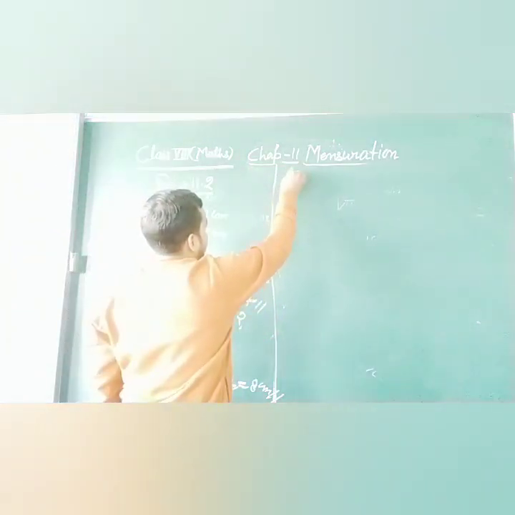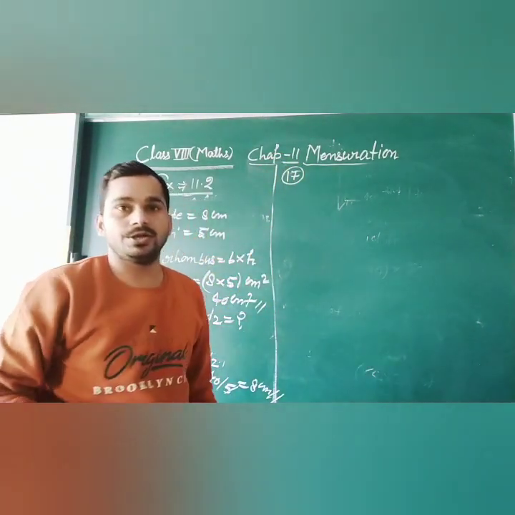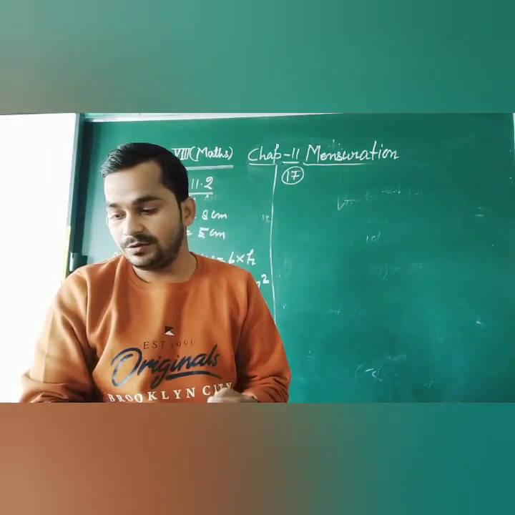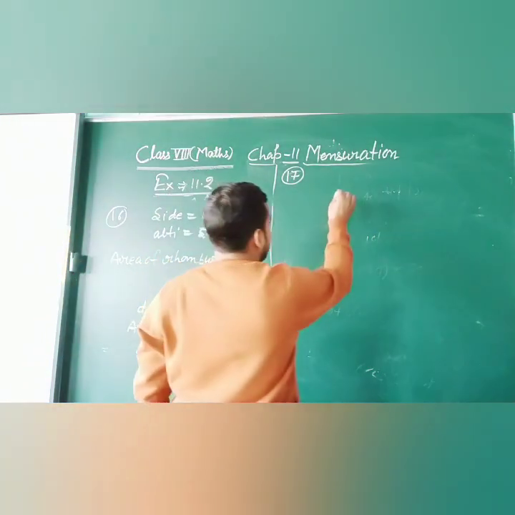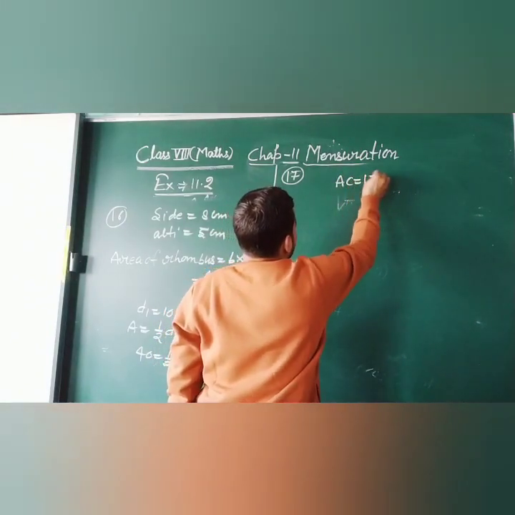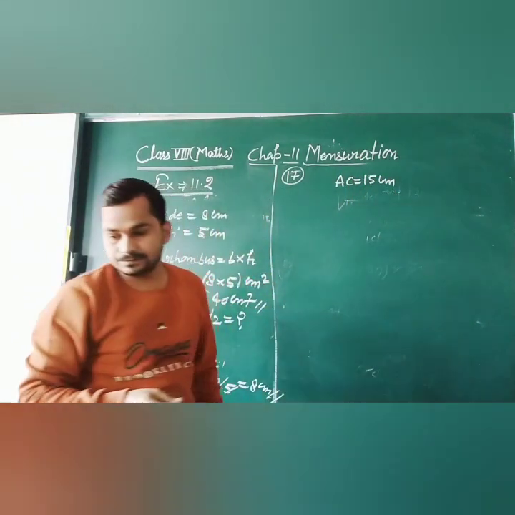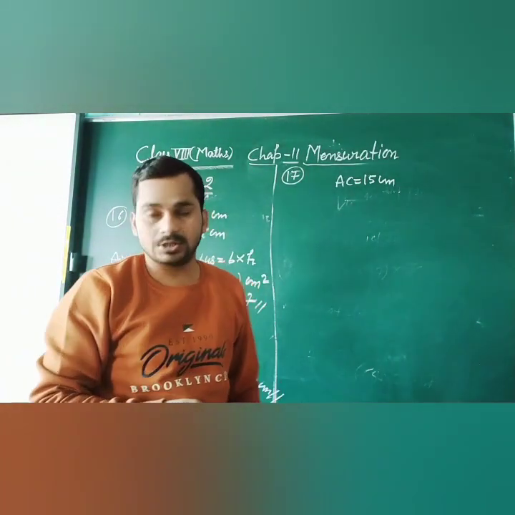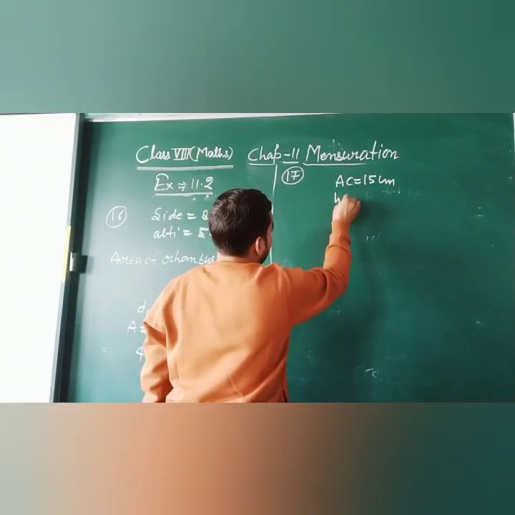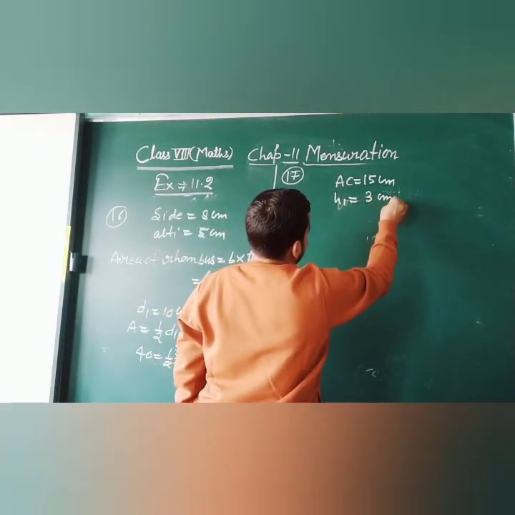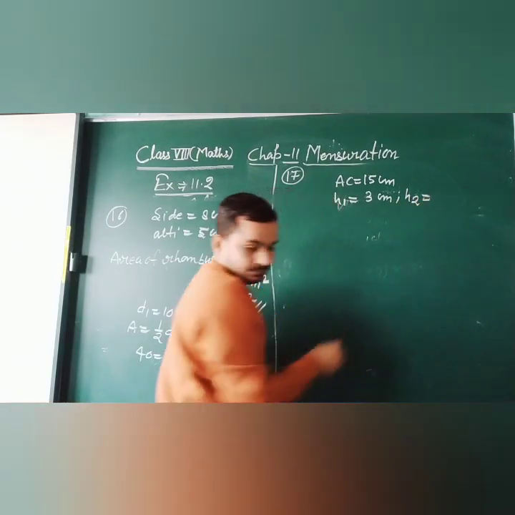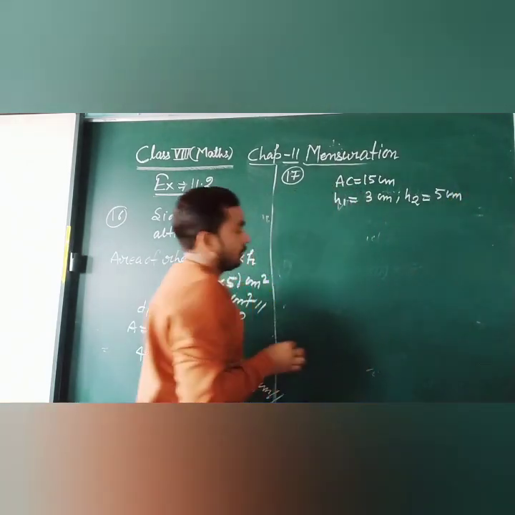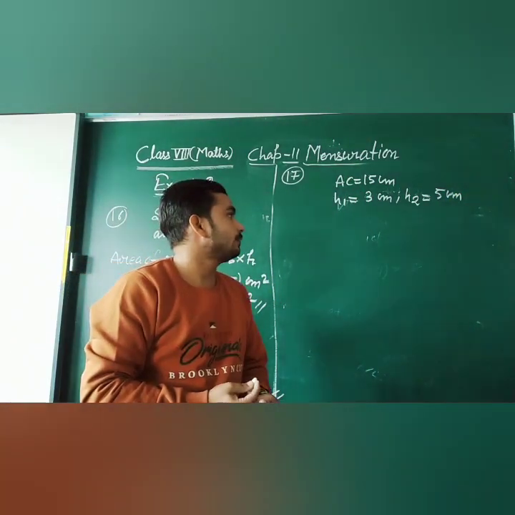Now the last question of exercise 11.2, question number 17. Find the area of quadrilateral ABCD in which diagonal AC is given as 15 centimeter, and the lengths of perpendiculars from B and D on AC are 3 and 5. That means these are H1 and H2. H1 is 3 centimeter and H2 is 5 centimeter.